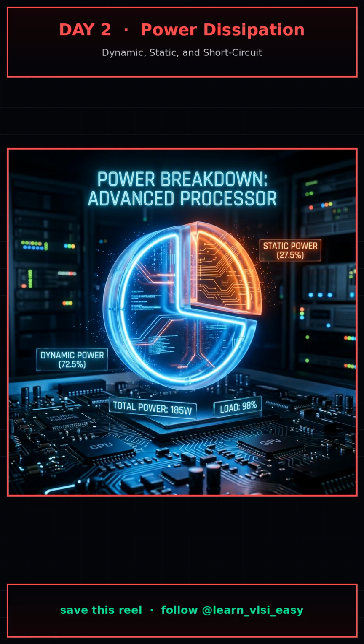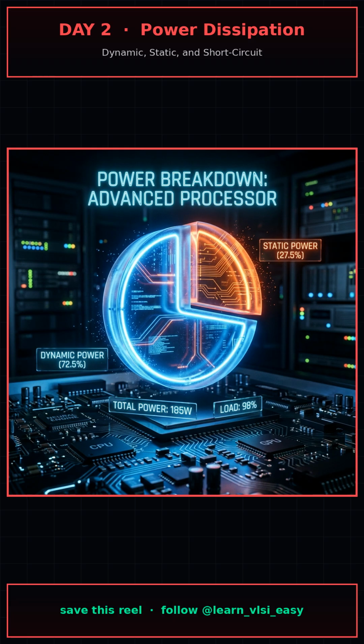Managing power dissipation is arguably the hardest challenge in modern chip design. In a CMOS inverter, power comes from three distinct sources. Static power is the leakage current that constantly drips through the transistors, even when they are supposedly turned off. Short circuit power occurs during the brief, fleeting moment when the input is transitioning, causing both the PMOS and NMOS to be partially on, creating a direct path from VDD to ground.